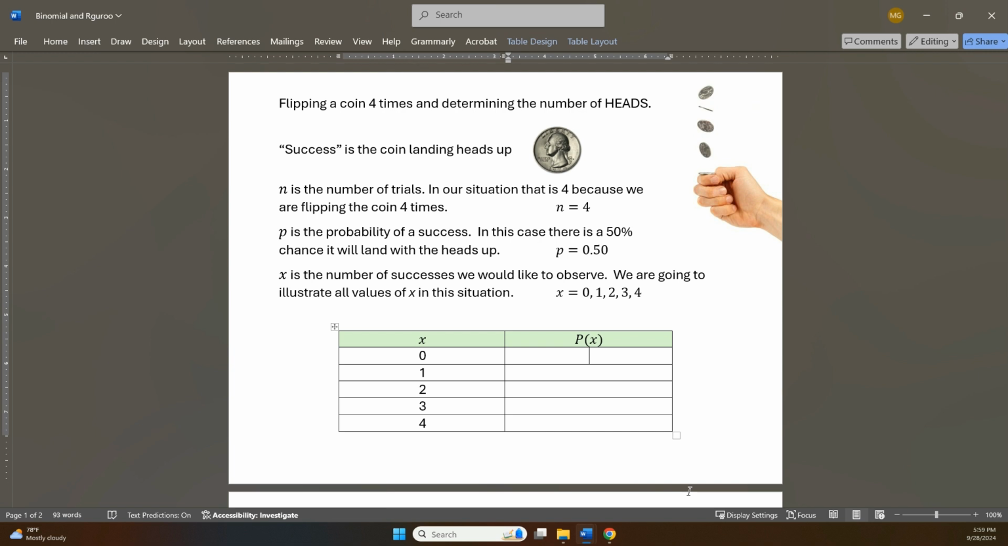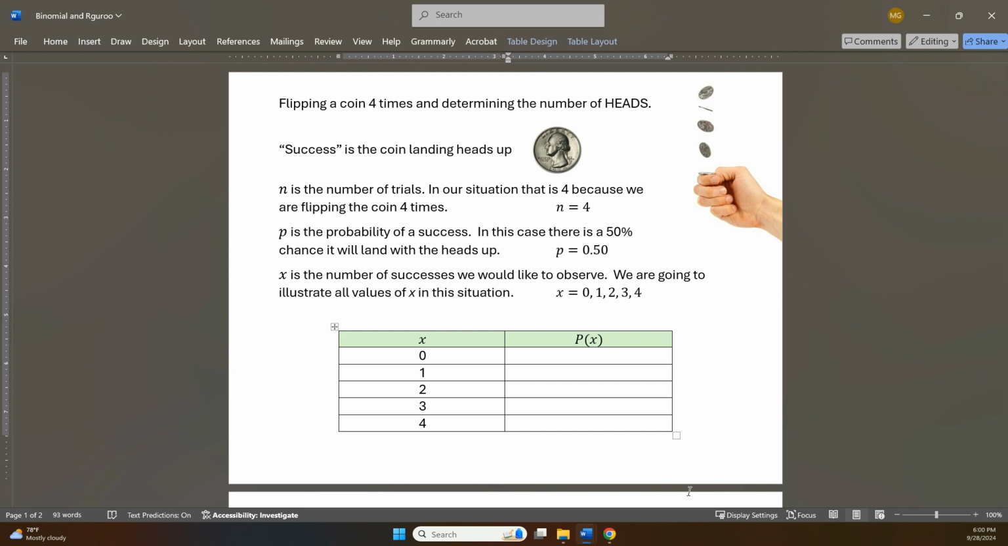The number of trials we have, n, is 4 because we're flipping the coin 4 times. P is the probability of a success. And in our case, since we're looking at the probability it lands heads up, our P will be equal to 0.50. X is going to be the number of successes we would like to observe and find the probability for.